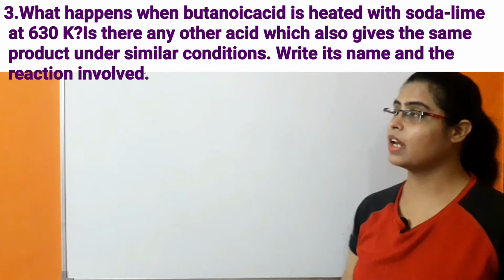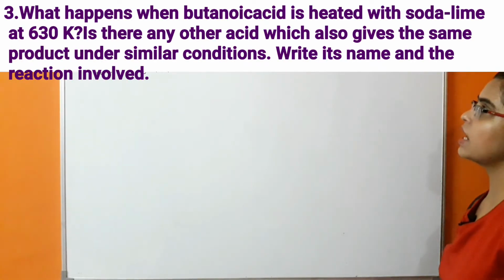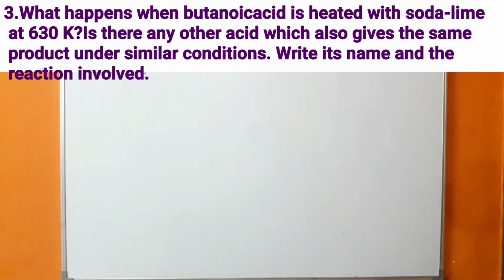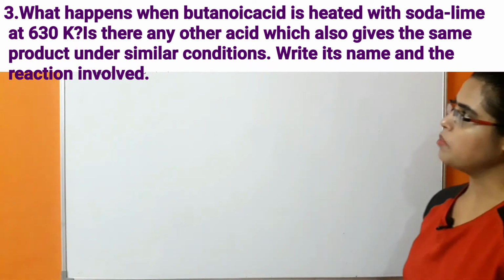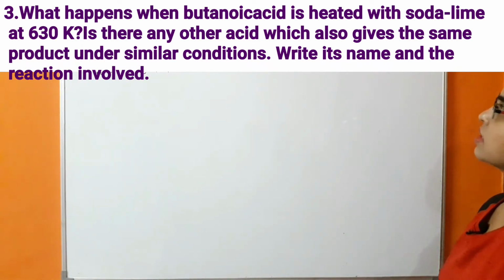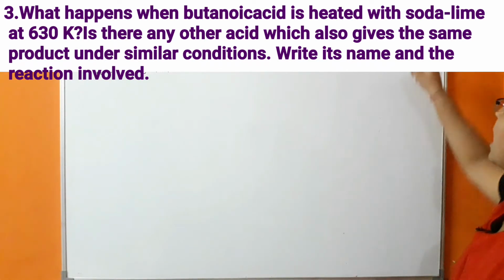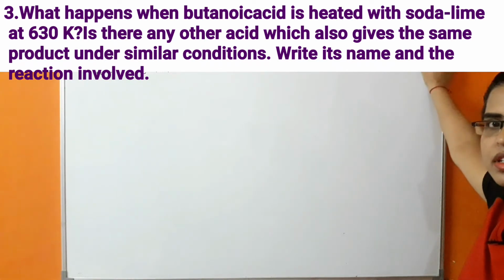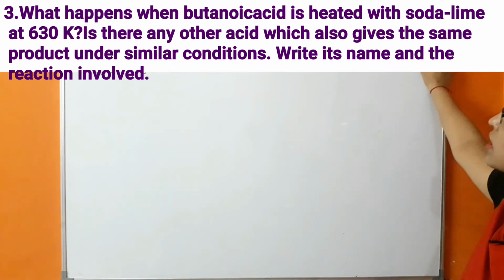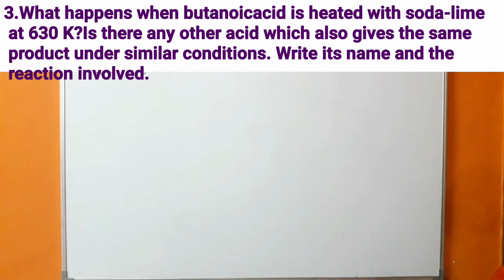Next question related to alkanes: what happens when butanoic acid is heated with soda lime at 630 Kelvin? Is there any other acid which also gives the same product under similar conditions? Write its name and the reaction involved. In the first part of the question, it is asked what happens when butanoic acid is heated with soda lime at 630 Kelvin. We know that this is a decarboxylation reaction. So let's see how the reaction will take place in the first part of the question.